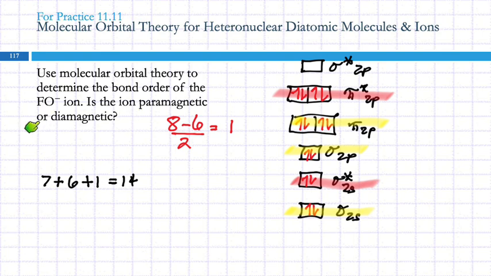Is this paramagnetic or diamagnetic? Diamagnetic, because these electrons are all paired up like Noah's Ark animals, right? So it's diamagnetic. There'll be one question like that on exam 4.